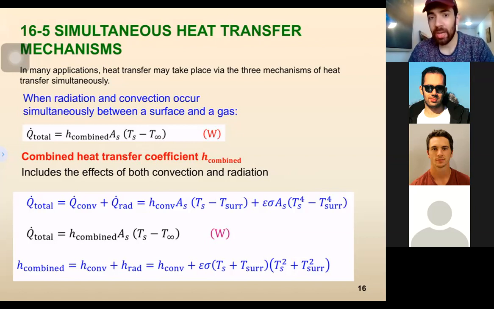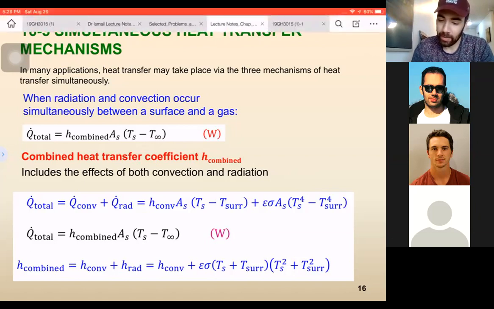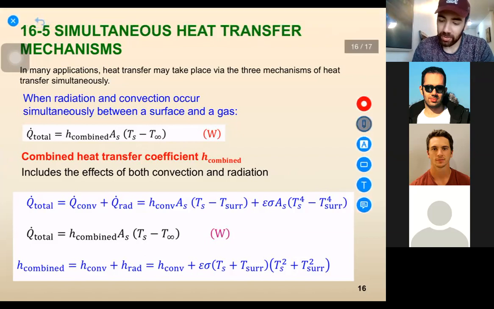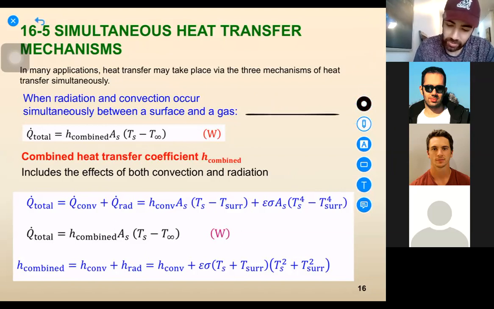For example, if we have a surface, as it's saying, we intend to find the heat transfer between a surface and a gas in terms of convection and radiation. We have a surface, there is a gas over it, and we do have both convection and radiation.